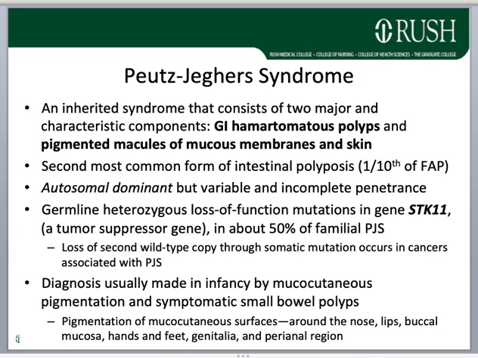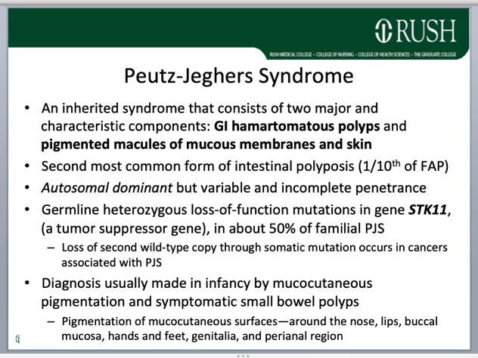The other major polyposis syndrome involving hamartomatous polyps is Peutz-Jeghers syndrome. This is an inherited syndrome that consists of two major and characteristic components: gastrointestinal hamartomatous polyps and pigmented macules of mucous membranes and skin. It's the second most common form of intestinal polyposis with an incidence approximately 1/10 that of familial adenomatous polyposis, or FAP, which I'll talk about later.